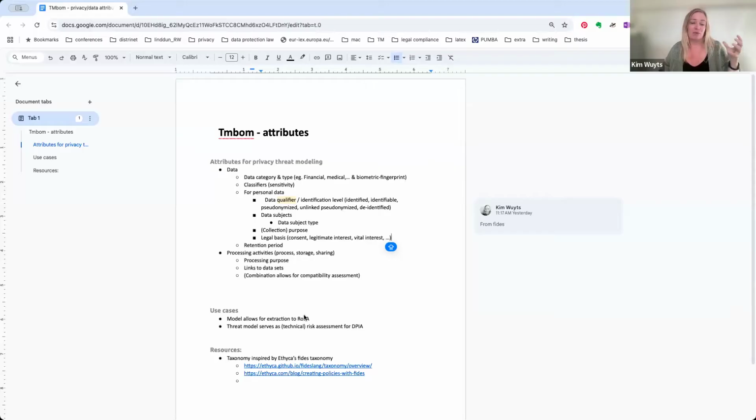And the model itself can also be used to extract a ROPA, record of processing activities. That's also something from GDPR that as a company processing personal data, you need to have. So whenever you're processing personal information, you should have that processing activity in this register. And that's how far I've got.